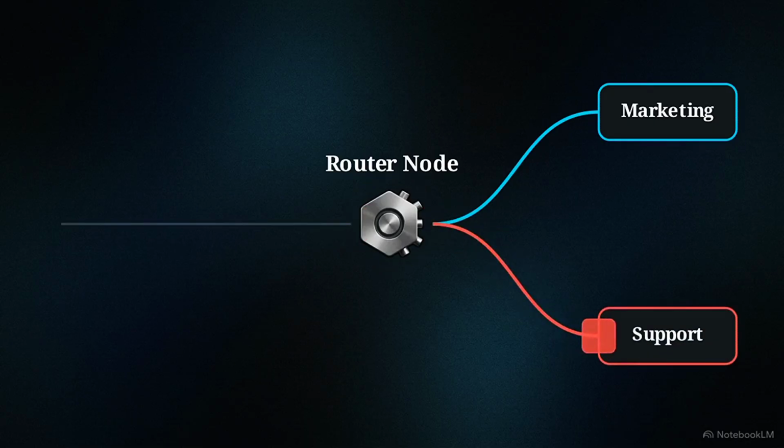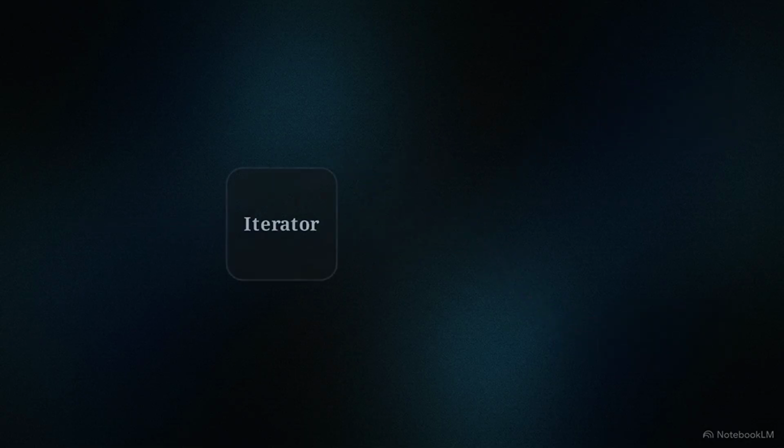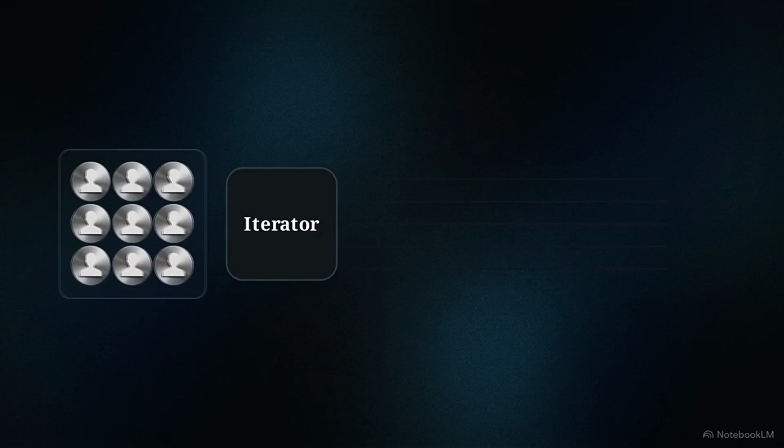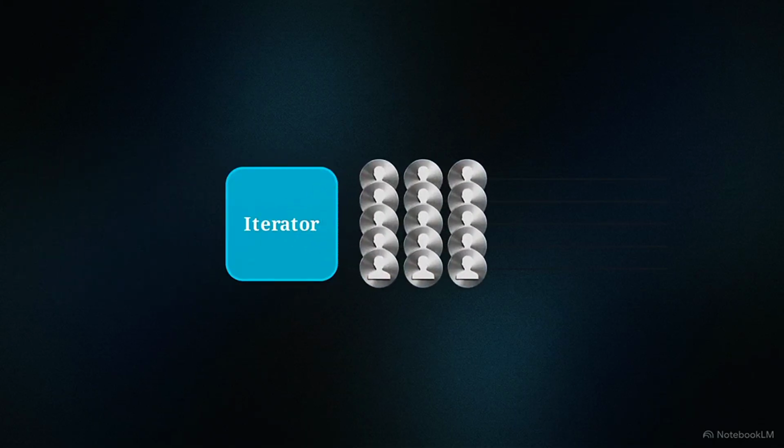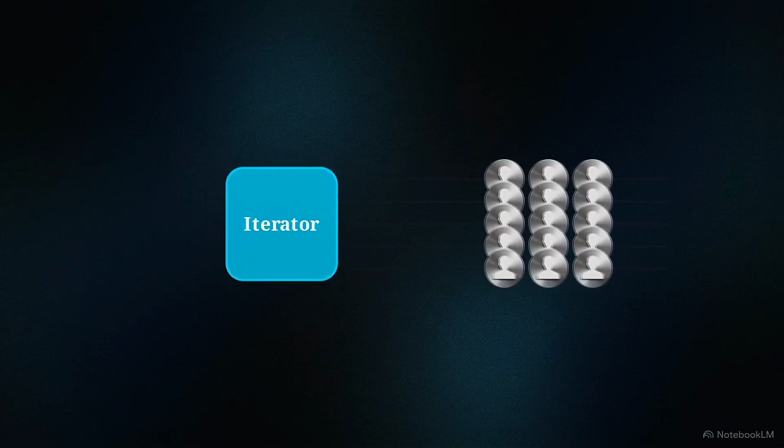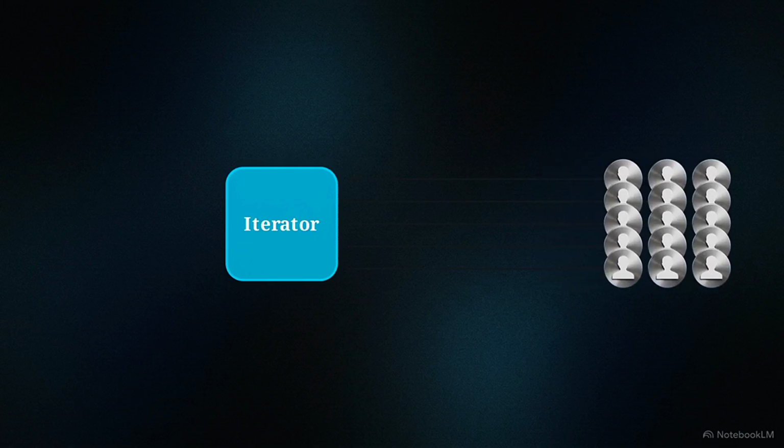When you receive a massive batch of data at once, like a list of 100 new leads, tools called iterators break that list apart, processing every single lead simultaneously through those branches.